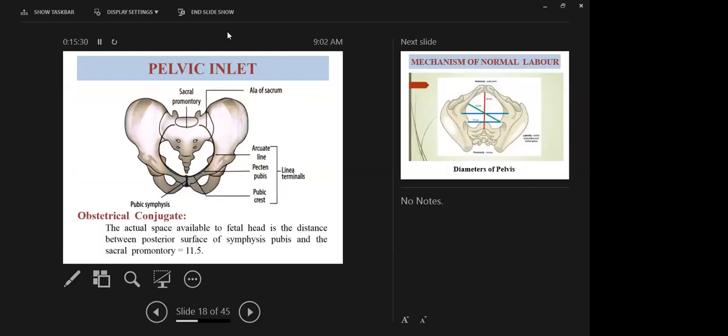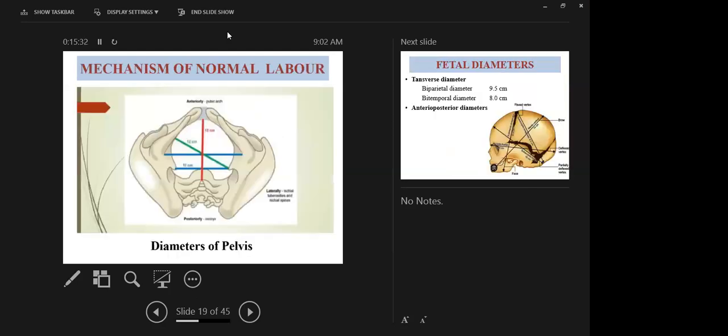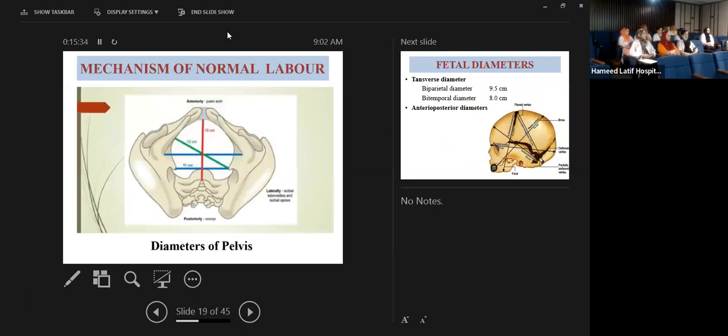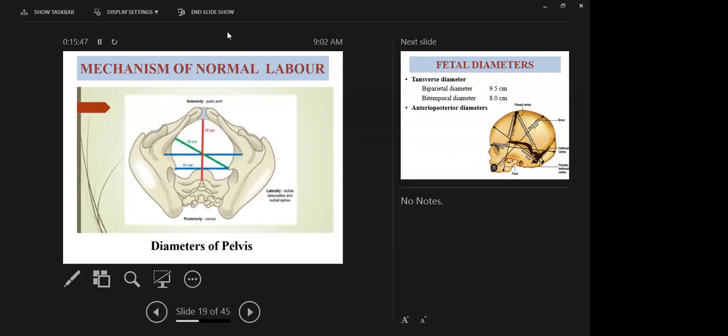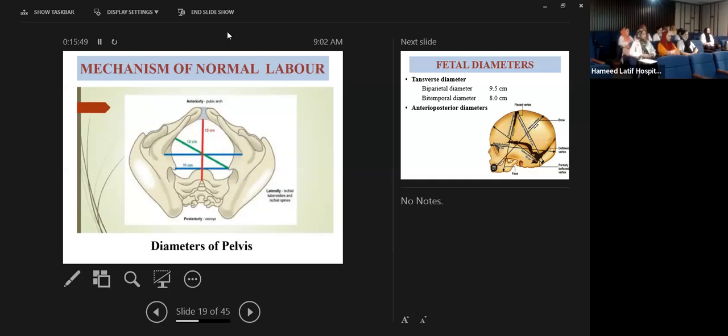And that's why, because the transverse diameter is the largest at the inlet, the head usually enters the pelvis in a transverse diameter. While it goes through that, for coming out, because the anteroposterior diameter is large, it rotates through 1/8 of a circle and then is delivered like this with movement of extension. So these diameters, as she said, you need to look at the bony pelvis and see.